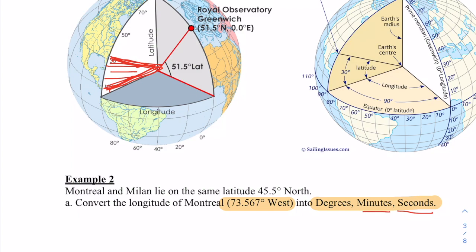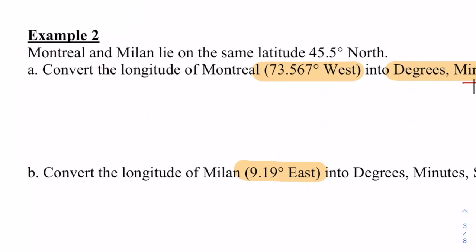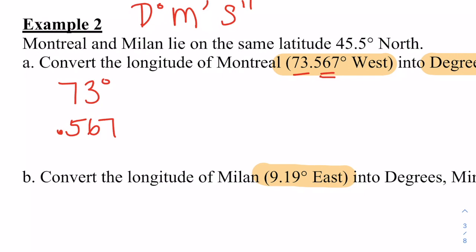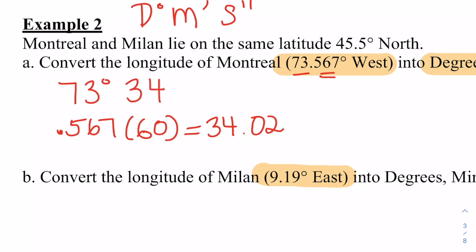So for these two problems, we're actually going to convert the decimal into degrees, minutes, and seconds. So you can already see we have some of our answers right here. We have 73 degrees. That doesn't change. And what we're going to do is take this decimal, and we know that it's 60 minutes in 1 degree, so we're going to multiply that by 60 to give us the minutes. So that'll be 34.02. I did write that down. So we'll have 34 minutes.